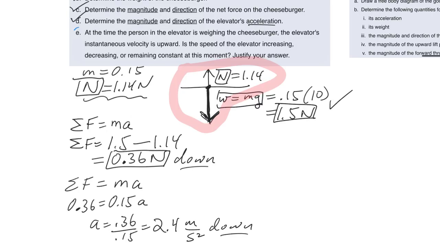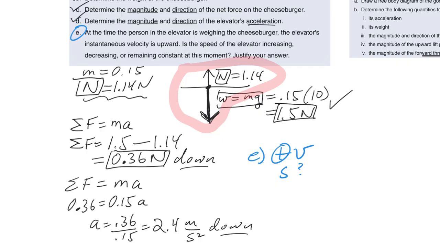So let's do letter E now. At the time that he's measuring this cheeseburger's weight, the elevator's velocity is upward. So this is part E. You got positive velocity, because positive means upward or to the right, but this is vertical. Is the speed increasing, decreasing, or staying the same? Then justify your answer.